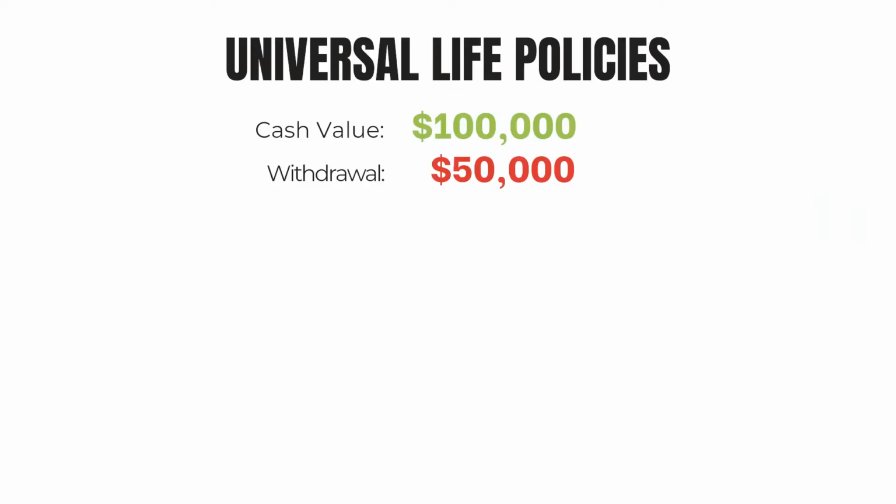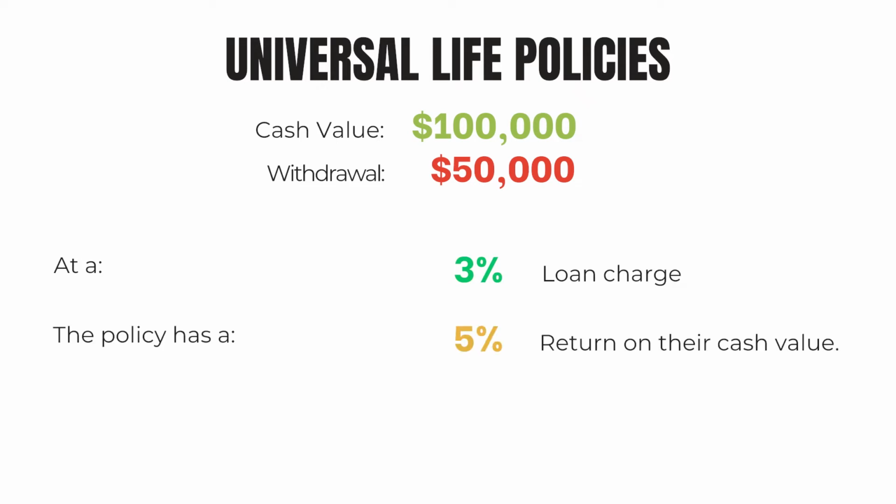So let's take a look at an example. A client has $100,000 in their cash value. They withdraw $50,000 at 3% loan charge. The policy has a 5% return on the cash value. In this scenario, even though the client borrowed some of the money, they still net out a 2% gain on their cash value, and the policy most likely will last without being affected, and the cash value also has a chance to continue to increase. How is this possible?